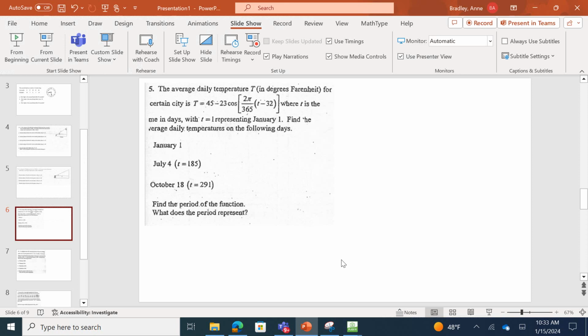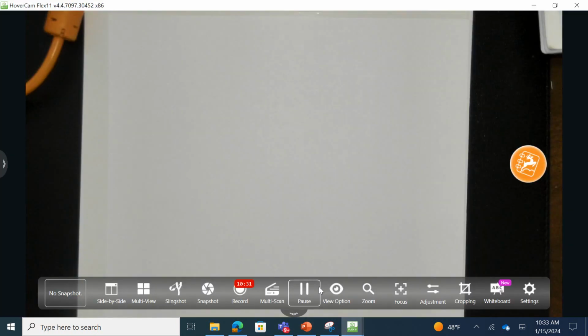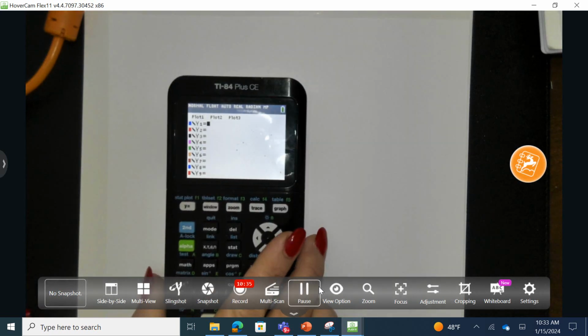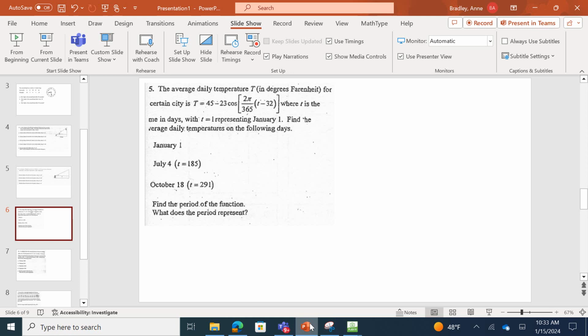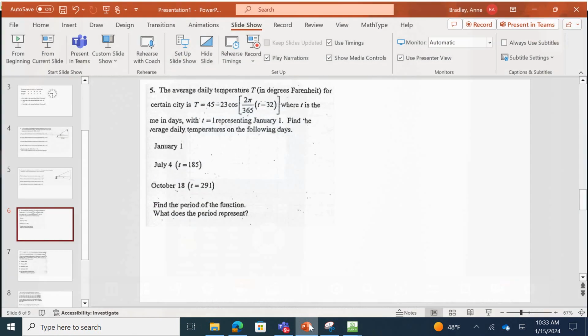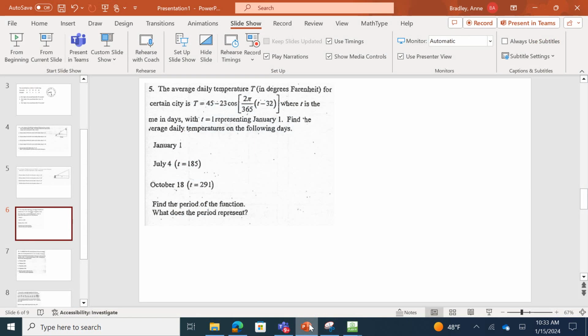So let me bring this back to this paper, and let me clear my calculator. All right, now I'm going to have to switch back and forth here. Okay, so we have 45 minus 23. All right, 45 minus 23. And I'm just going to take a second here to write this down to ensure I don't make any mistakes. So I have 2 pi over 365 times t minus 32, times 32.